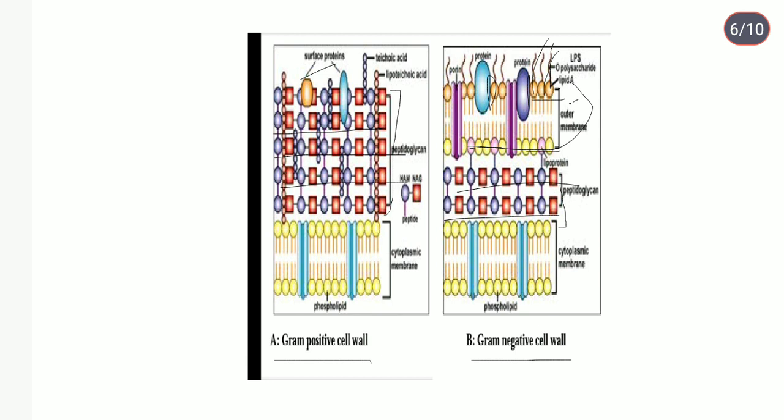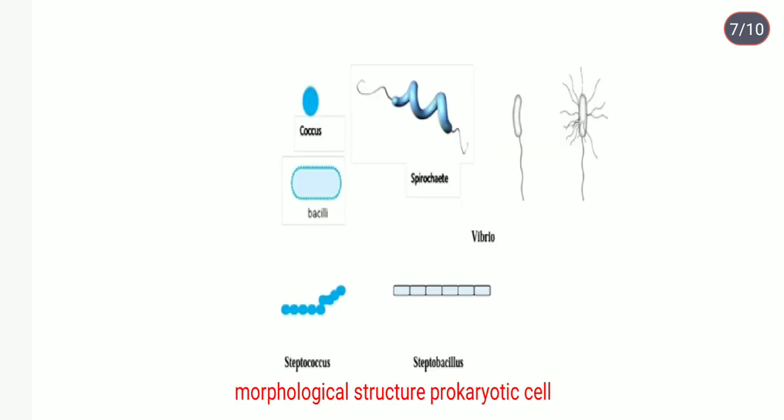The gram-positive cell wall contains only surface protein, teichoic acid and lipoteichoic acid chains. And the similar thing in both gram-positive and gram-negative bacteria is the inner membrane or cytoplasmic membrane, which is similar. You can see this, and phospholipids are present in both. This is all about the gram-negative and gram-positive cell wall.